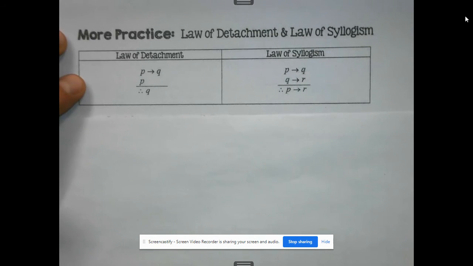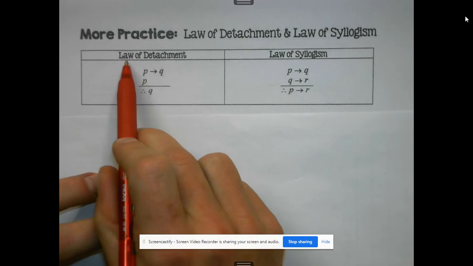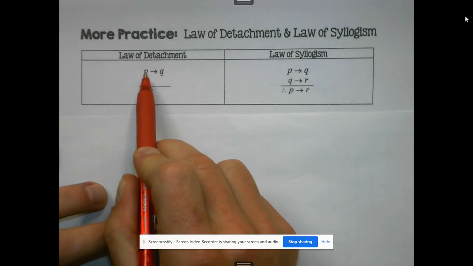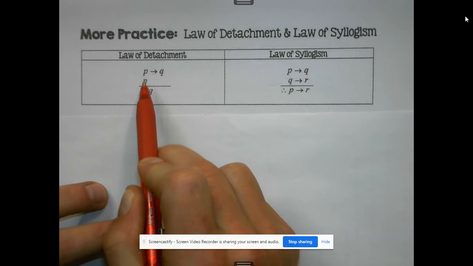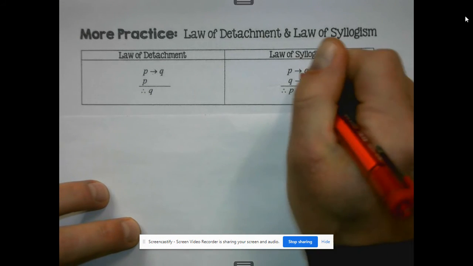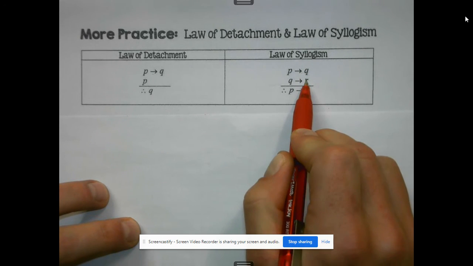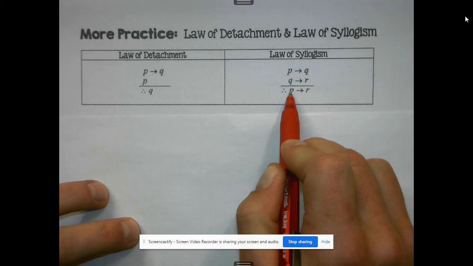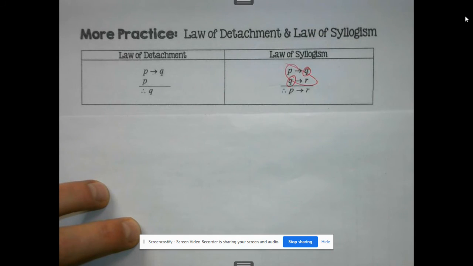All right, a little bit of practice for us. Just reviewing the notation here for your symbolic map. For law of detachment, if P implies Q, if P then Q, if P is true, then I can say Q is true. Law of syllogism, if P then Q, if Q then R, then I can say if P then R. Remember, these two have to match up, then I can combine those two right there.